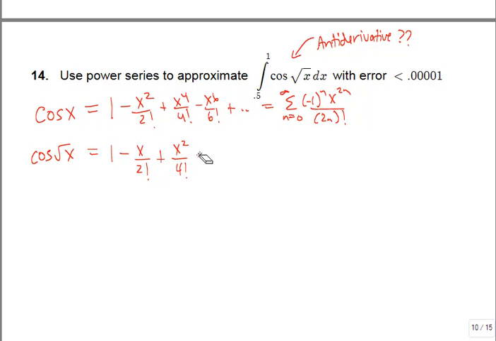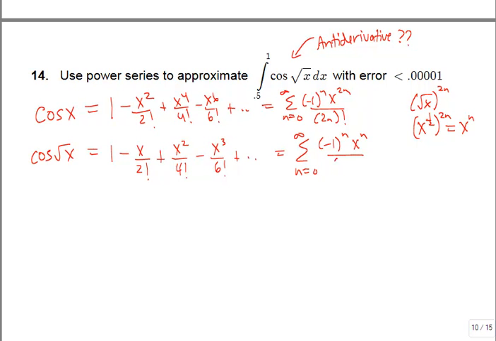Square root of x to the 6th becomes an x cubed, and so forth. So this power series becomes negative 1 to the n, and when I do square root of x to the 2n, this square root of x is like an x to the 1/2, and when I raise that to the 2n and multiply these two powers together, the 1/2 and the 2 cancel out, so we're just going to get an x to the n over 2n factorial. So there's the power series for cosine square root of x.